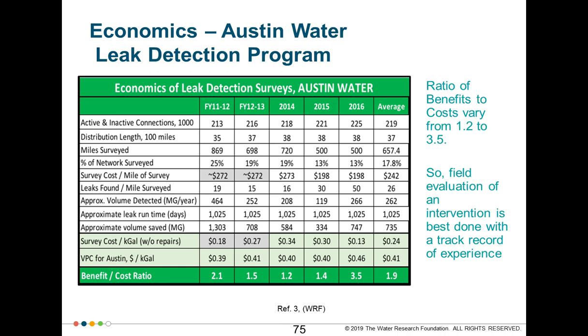This is real data from one of our participating utilities, Austin, wherein they've had a contractor doing leak detection and calculated cost benefit by comparing the survey cost per 1,000 gallons recovered against what those gallons cost them at the minimal VPC level. And you can see a benefit cost ratio there on the right, lower right, of about 2. So it's paying for itself.